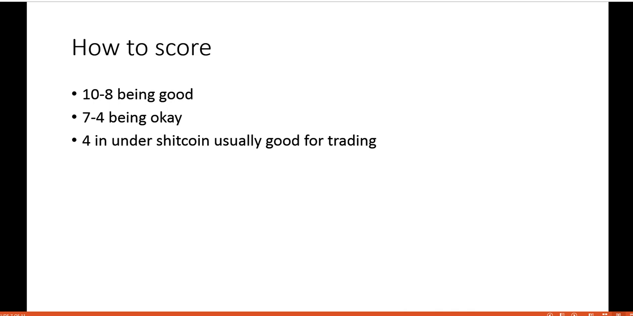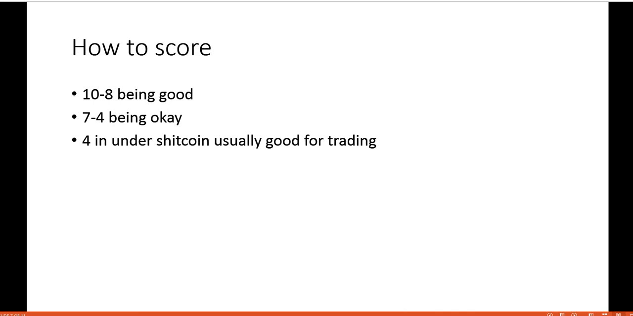So now that we know the basis of how we score, how do we actually score these coins? So I said good, okay, and shit coin, obviously. 10 to 8 for me would be something that's good, long-term hold, or something I want to take a bigger position in or start strengthening my position as time goes on. 7 to 4 would be an okay coin, and anything under a 4, definitely a shit coin. But that doesn't mean that I wouldn't buy it. It might be a good trading coin.